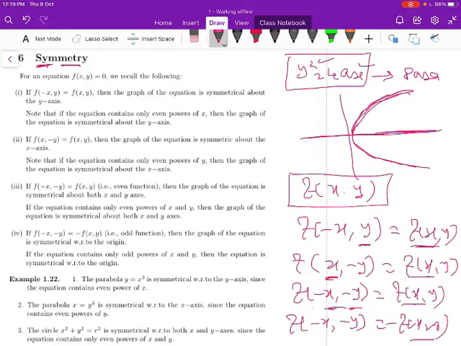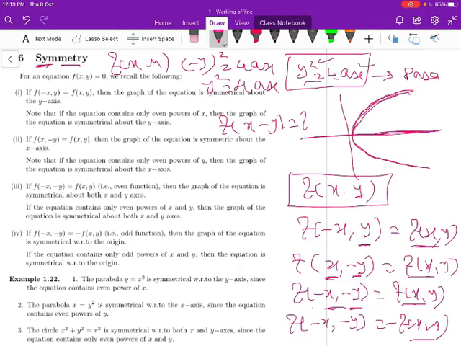You can observe here y square is equal to 4ax. So replace y by minus y: minus y whole square is equal to 4ax, and minus y whole square is y square, which is equal to 4ax. Here what I did is replace y by minus y. This is f of x comma y. So here f of x comma minus y is the same as f of x comma y. Therefore the curve is symmetric about the x-axis.